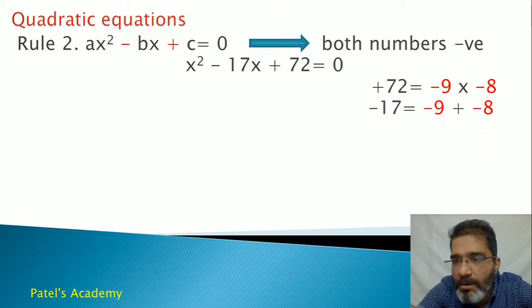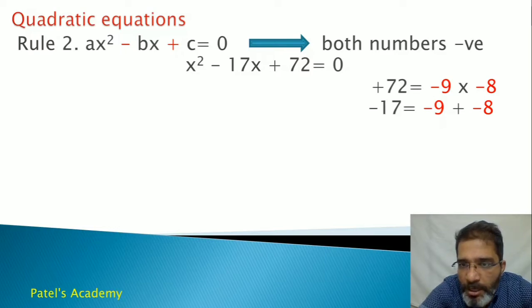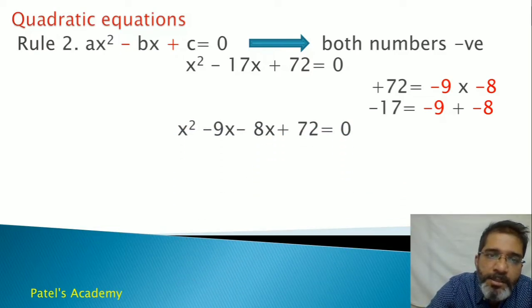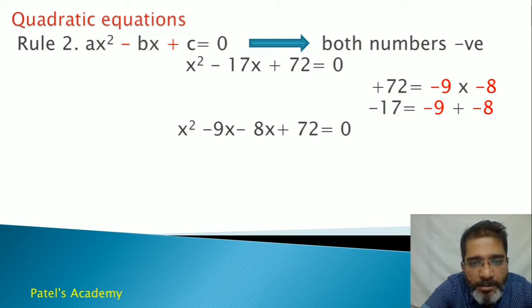So here we have 9 and 8, both are negative. So when you multiply, we get plus 72, and when you add, you get minus 17. So I'm splitting minus 17 as minus 9 and minus 8.